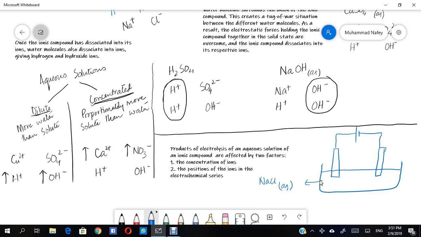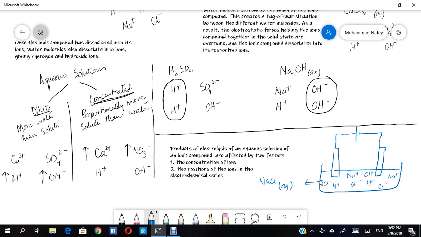Now what are the ions that will be present in this electrolyte? We'll have sodium ions, we'll have hydrogen ions, another sodium ion, another hydrogen ion. We'll be having chloride ions, we'll be having hydroxide ions, another chloride ion, another hydroxide ion. Right? So these are the four ions that will be present in an aqueous solution of any ionic compound. Two coming from the ionic compound and two coming from water.